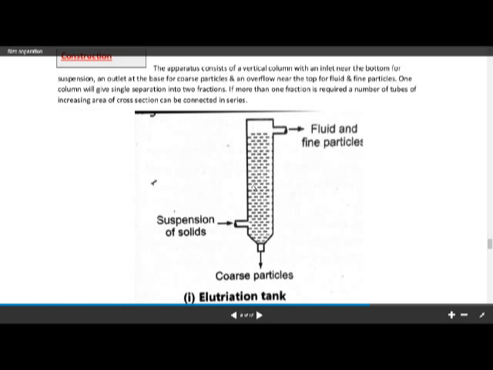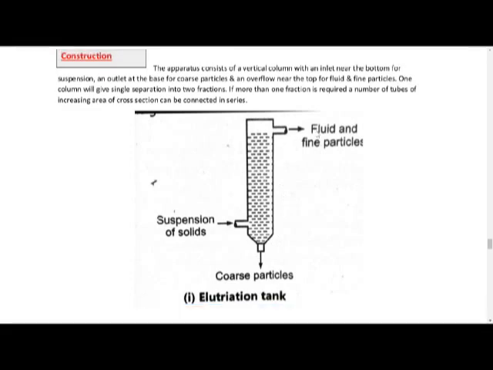Now you can see this apparatus. It is nothing but a vertical column, with an inlet near the bottom for the suspension, and at the base there is an outlet for the coarse particles, and at the top there is an outlet for the fines, the fluid and the fine particles. So this is a single separation into two fractions: the coarse particles are collected from the bottom and the fine particles are collected from the top.